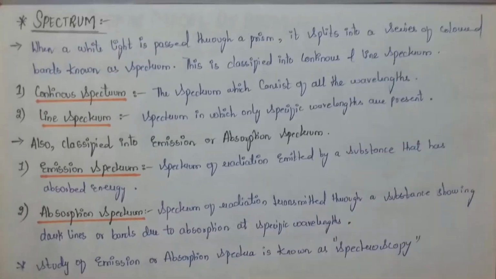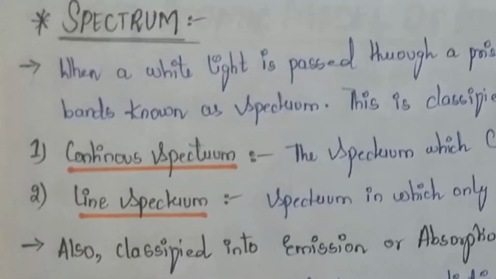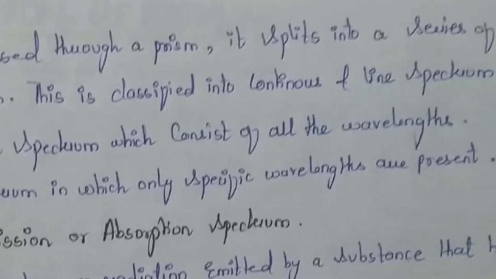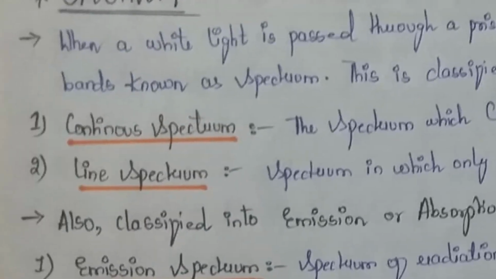Now, the other topic of atomic structure is spectrum. Spectrum means when white light is passed through a prism, it splits into a series of colors, into many colors. That is a spectrum. So what is a spectrum? When light is passed through a prism, it splits into various colors, various bands, and that is known as a spectrum.